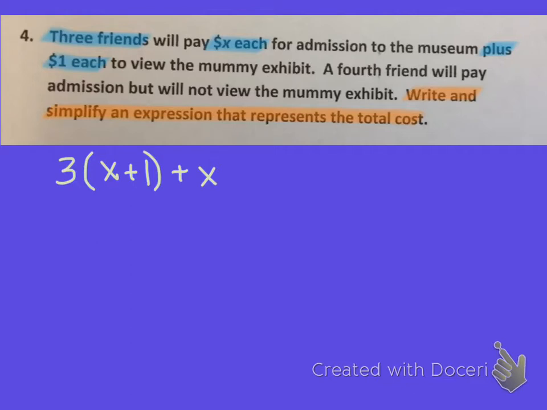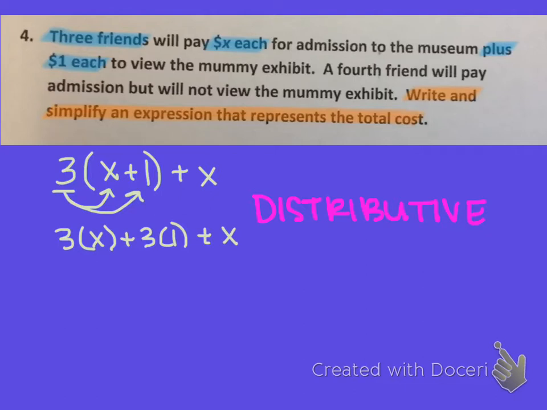Now I can use the distributive property to distribute this 3 amongst the terms in the parentheses. So I have 3 times x plus 3 times 1, and then we can't forget that last little plus x at the end. So that was the distributive property. Now I want you to see if you can figure out what other property it is that we use here to simplify this expression and find the answer. Remember, you're not solving for x, you're just simplifying the expression. So go ahead and press pause, and then you can press play to check your answer.